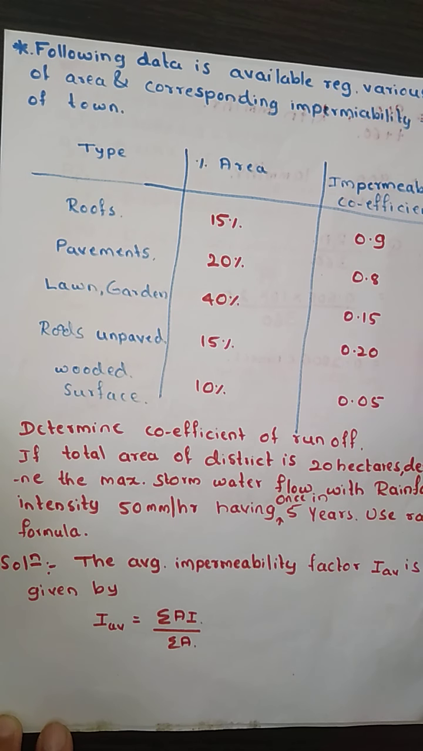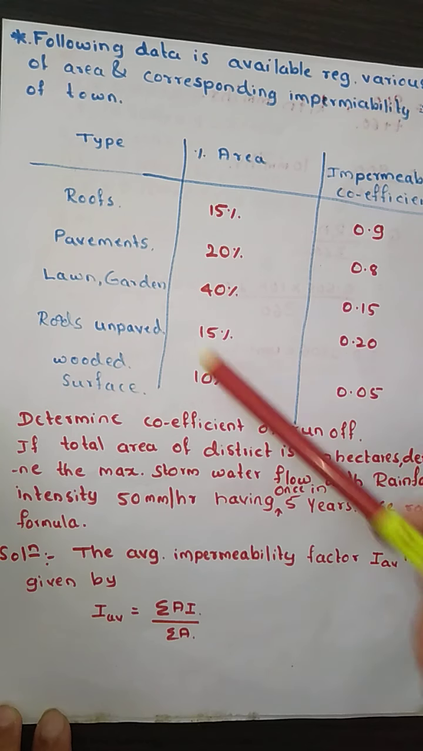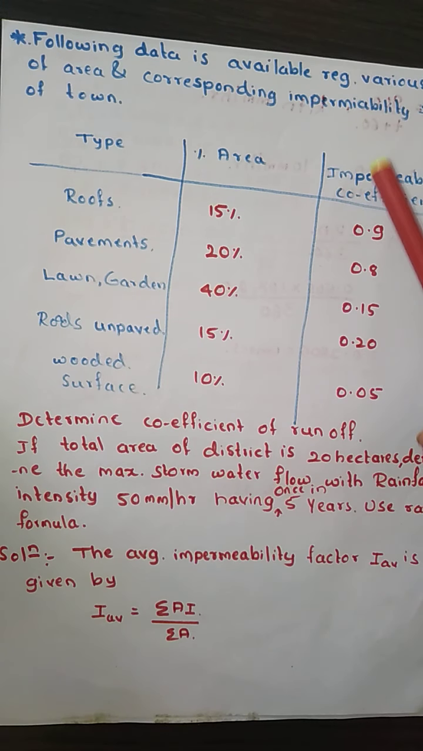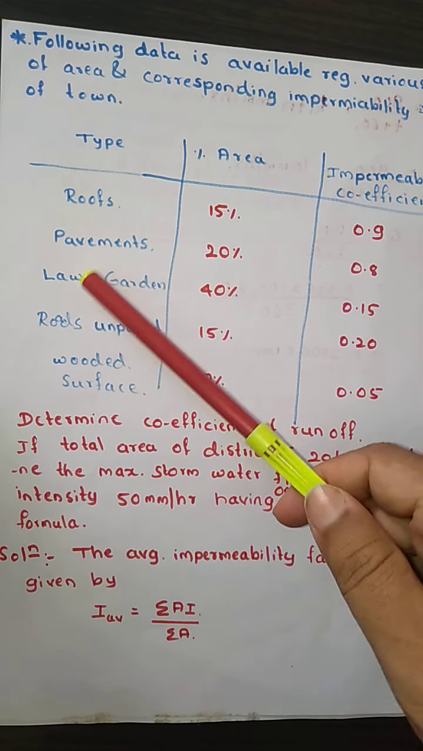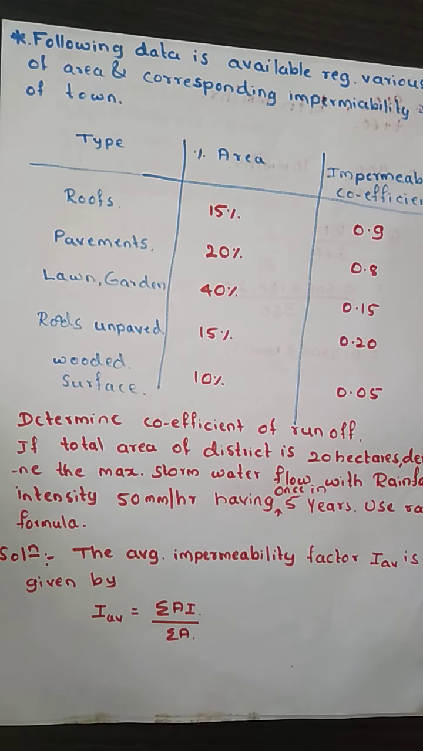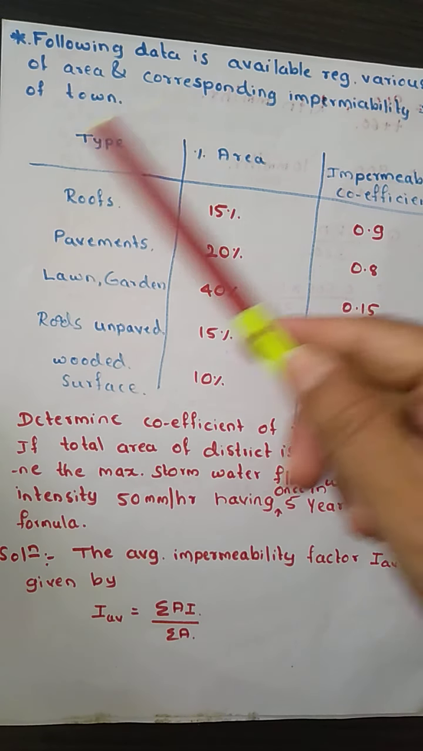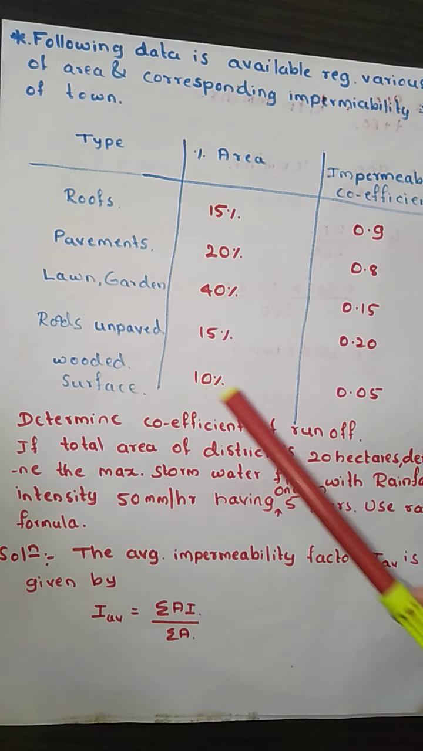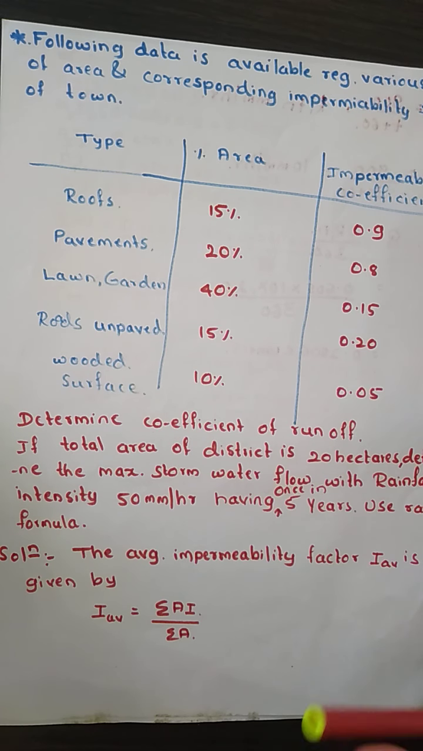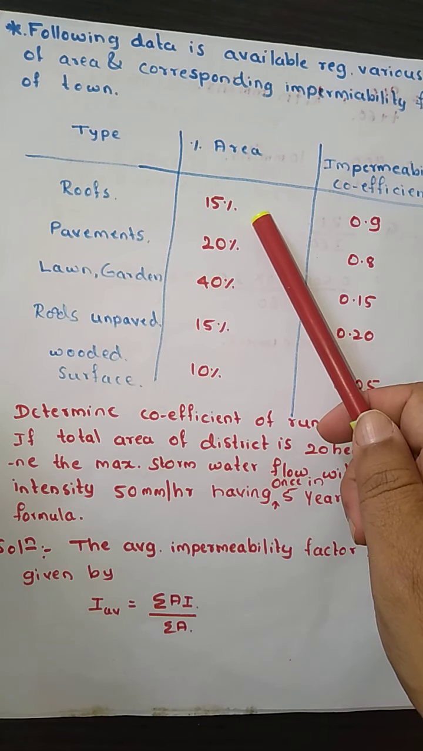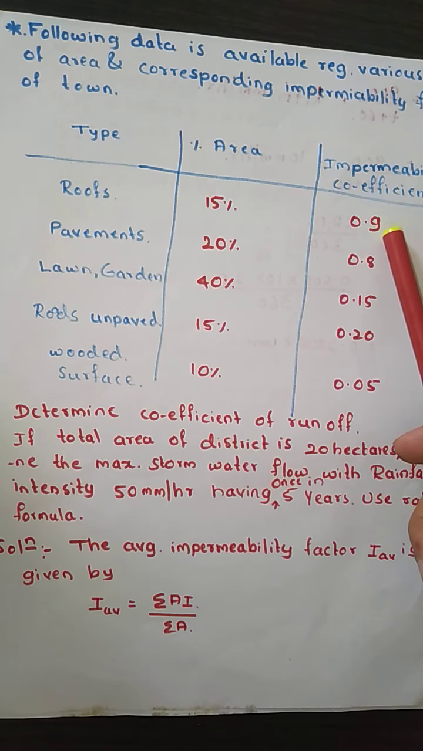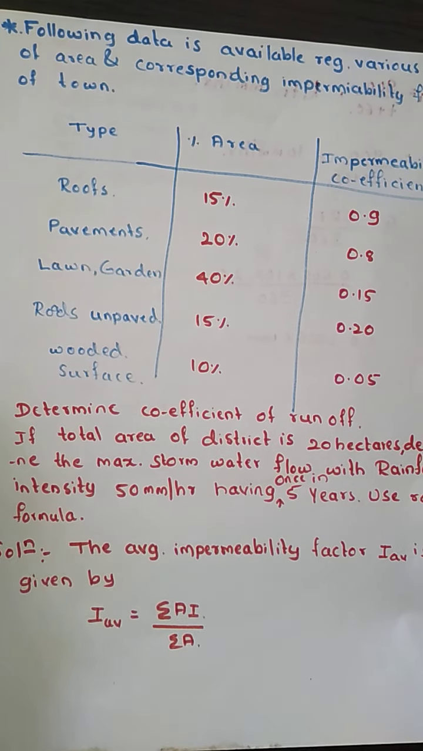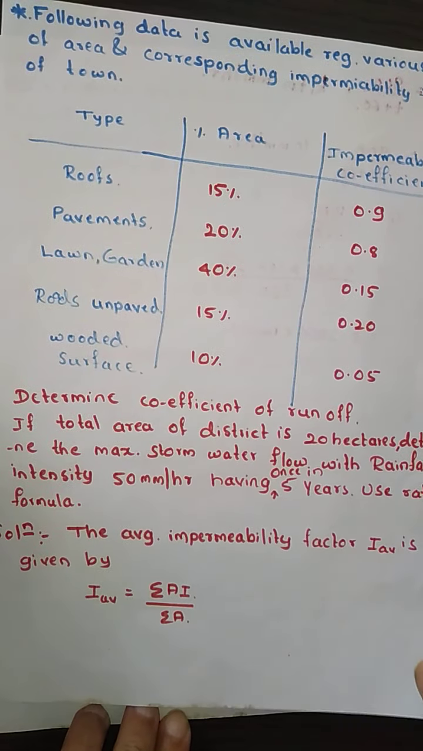Now we need to find out the average impermeability factor of this particular area. One particular area is there, in that 20 hectares of area, 15% is roof, 20% is pavement, and 40% is garden. How can we find it out? By multiplying the percentage area and impermeability factors and dividing by the entire area, that we can find out, right?